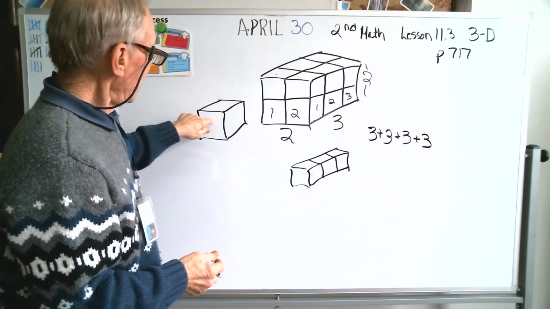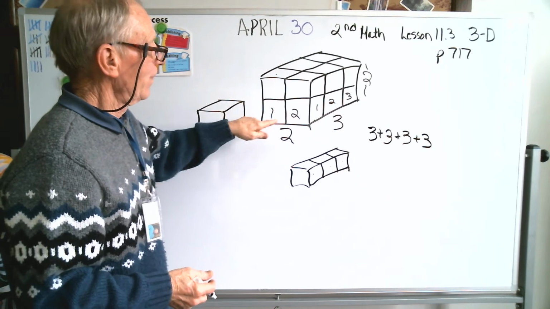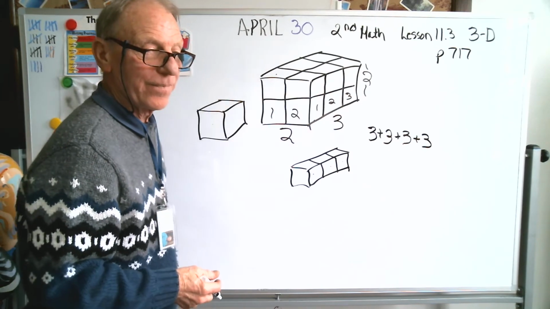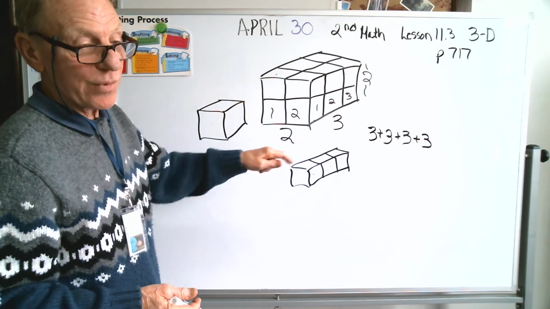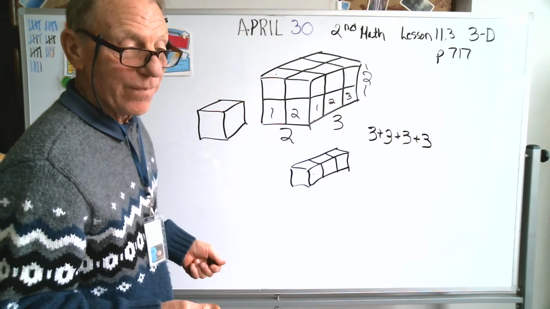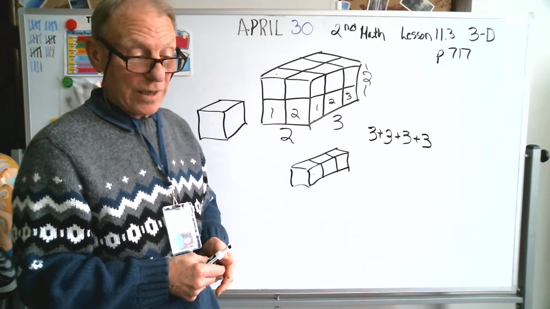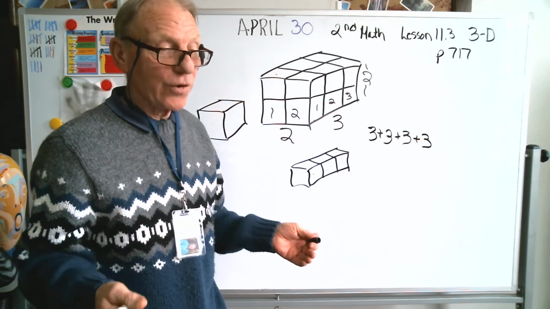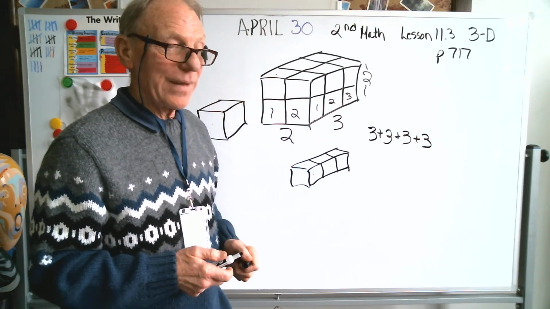There are 3 of these cubic blocks. 1, 2, 3. So we add that all together. 3 plus 3 is 6, plus 3 is 9, plus 3 is 12. So yeah, there are 12 cubic units, or 12 units that are cubes that make up that image.